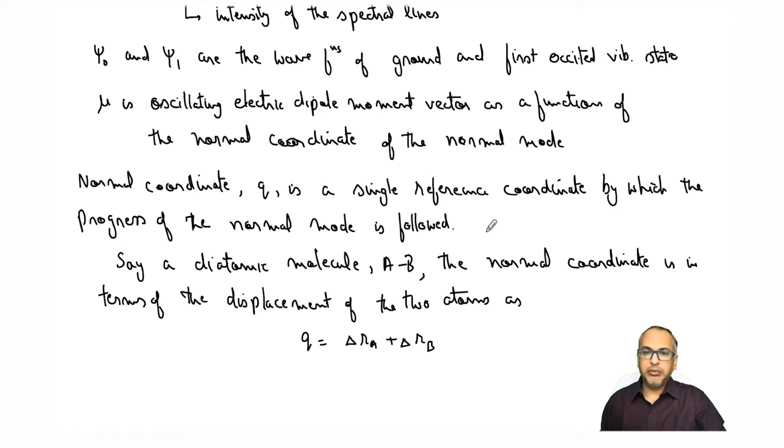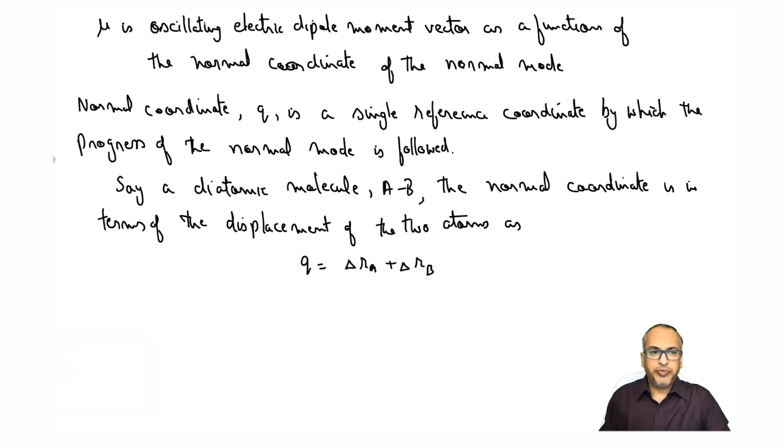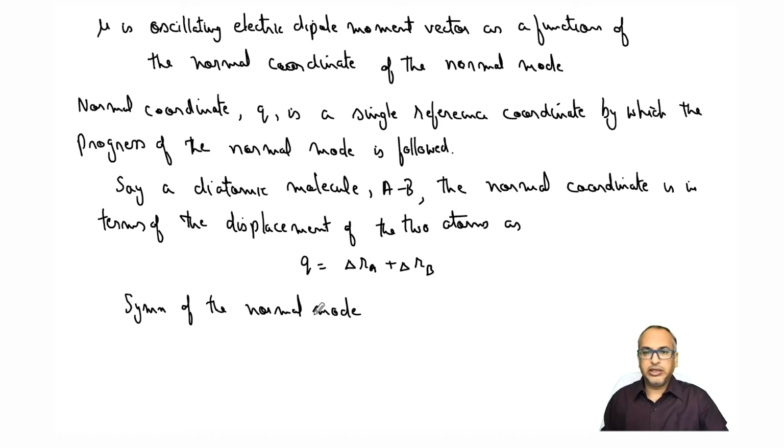So what is the idea behind it? Why are we doing this? The symmetry of the normal mode, which we already know from the character table, right? We have learned in the last lecture how to find out the symmetry of a normal mode, and it is the same as the symmetry of the corresponding normal coordinate.